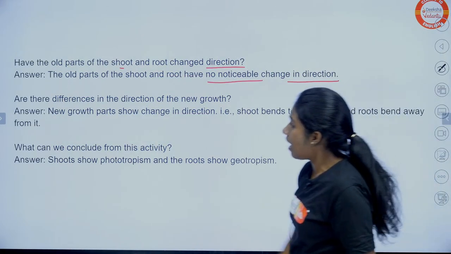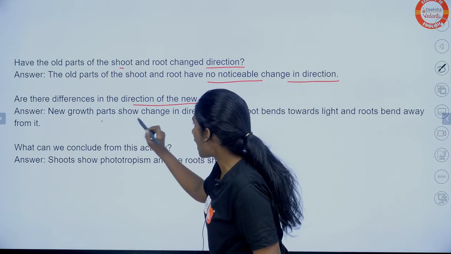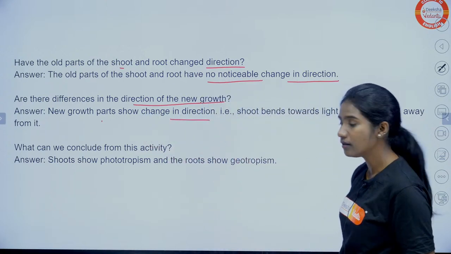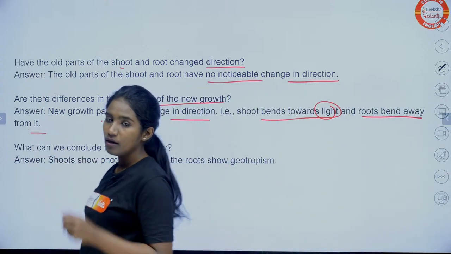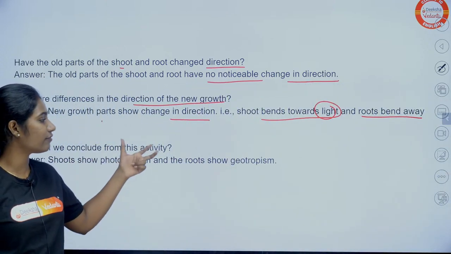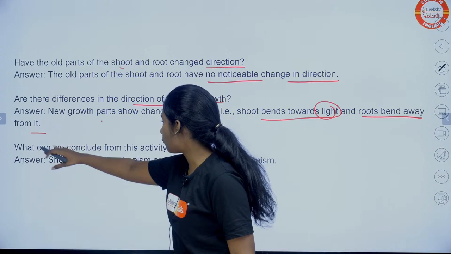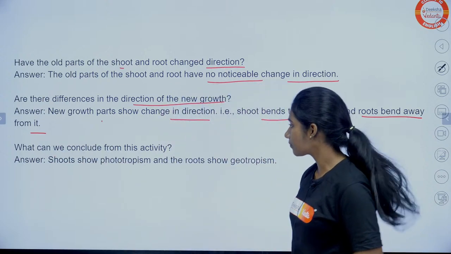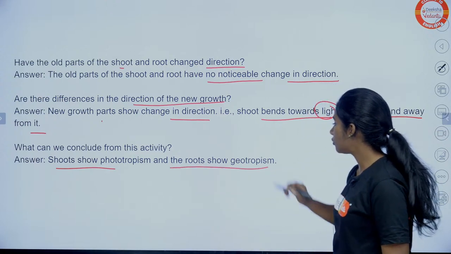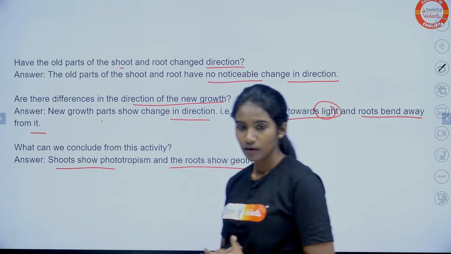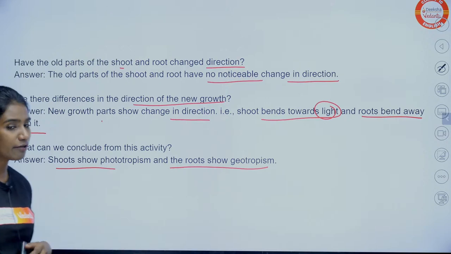Okay? And then, are there differences in the direction of the new growth? The new growth part shows change in direction. That is, the shoot bends towards light and the root bends away from it. And it grows towards the region where there is water. Which one? Root. Okay. And what can we conclude from this activity? The shoot shows phototropism and the root shows geotropism. Okay, students, clear with this activity? Shall we move on to the next one?